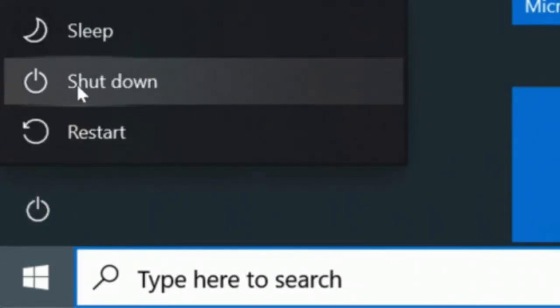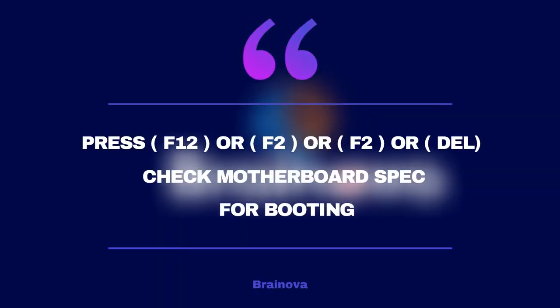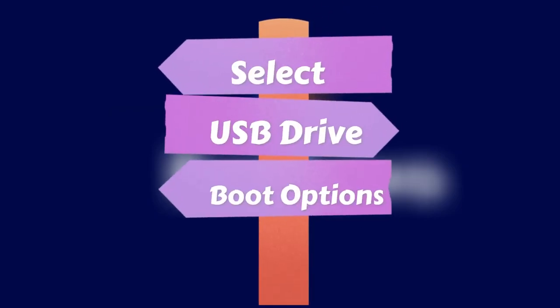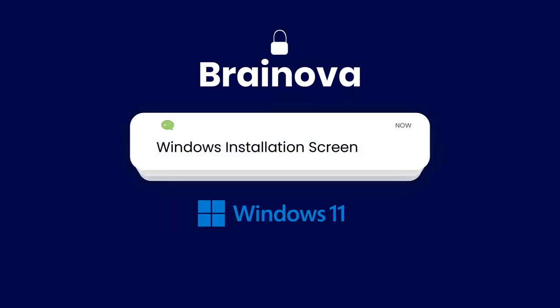To boot from it, restart your computer and enter the boot menu, usually by pressing F12, F2, or delete during startup, depending on your motherboard. Select your USB drive from the boot options, and you'll be taken to the Windows installation screen.